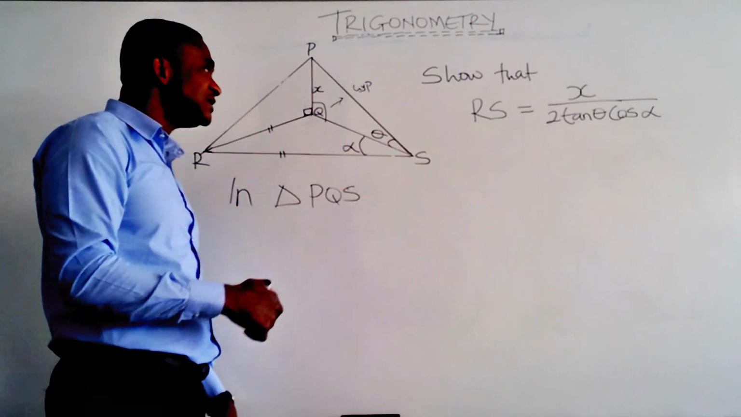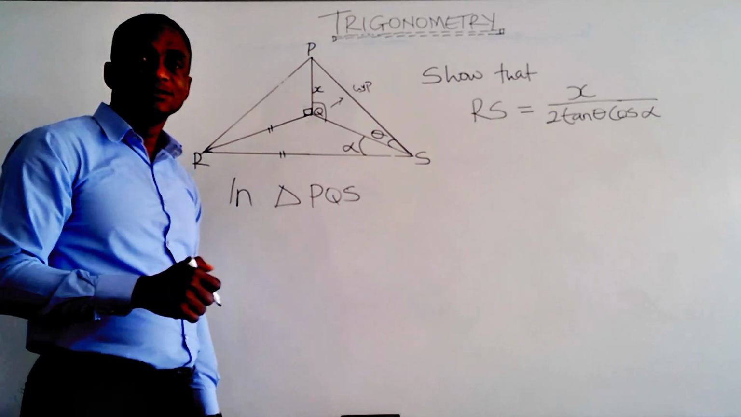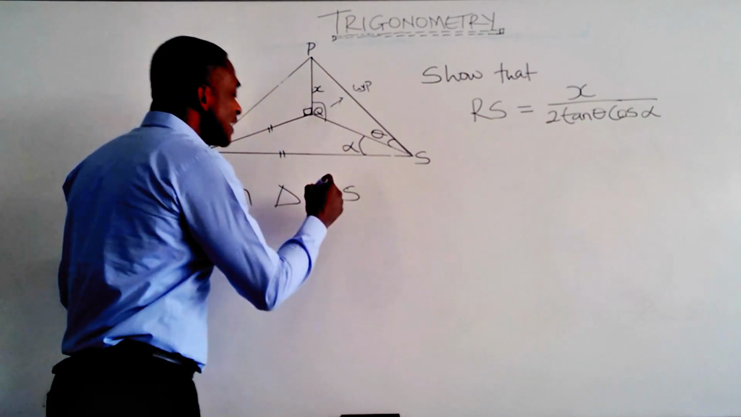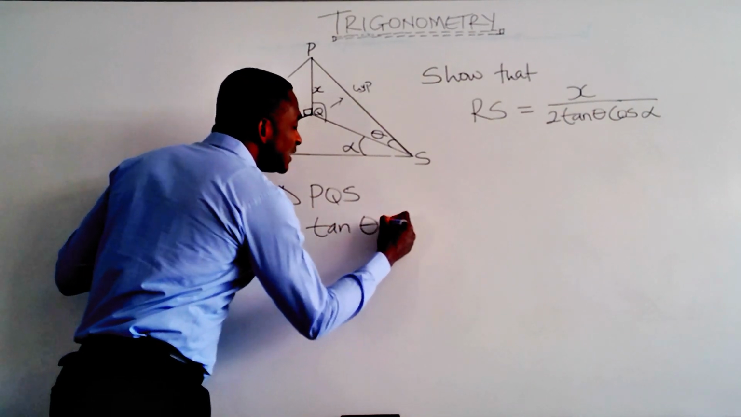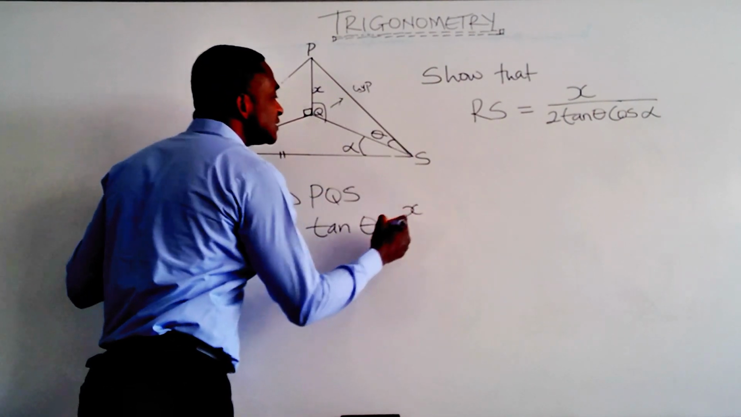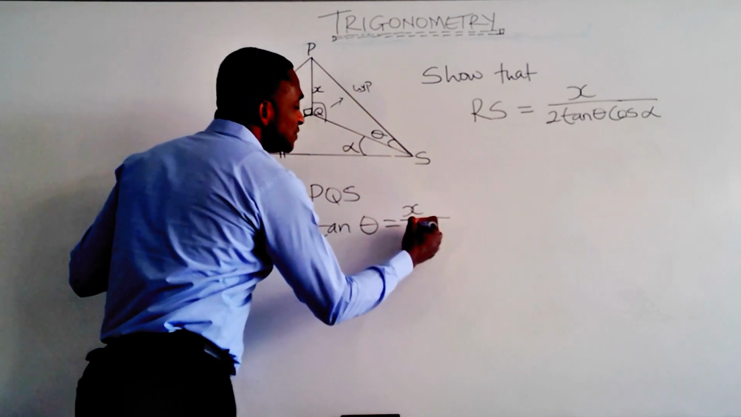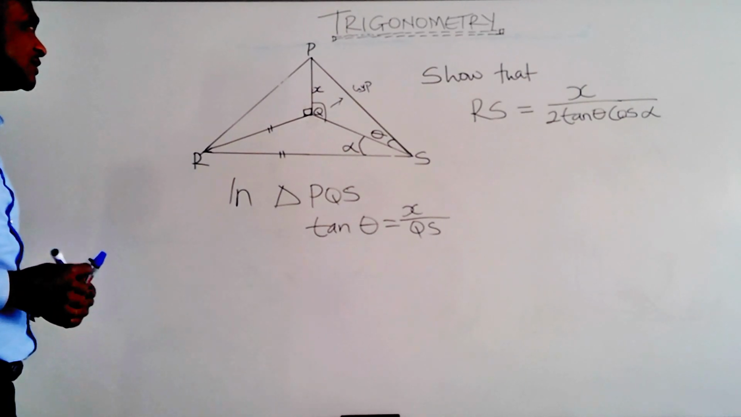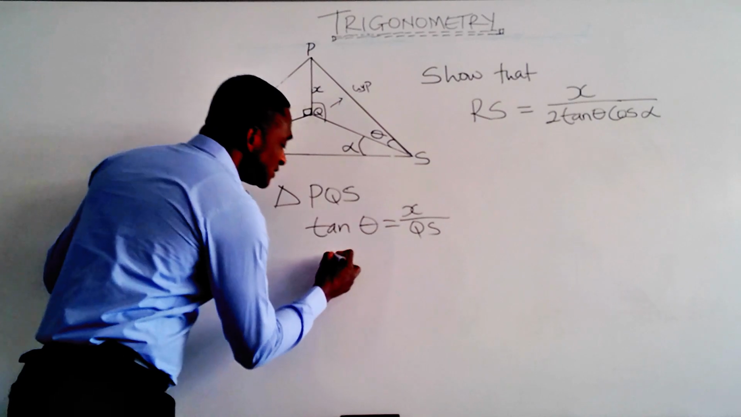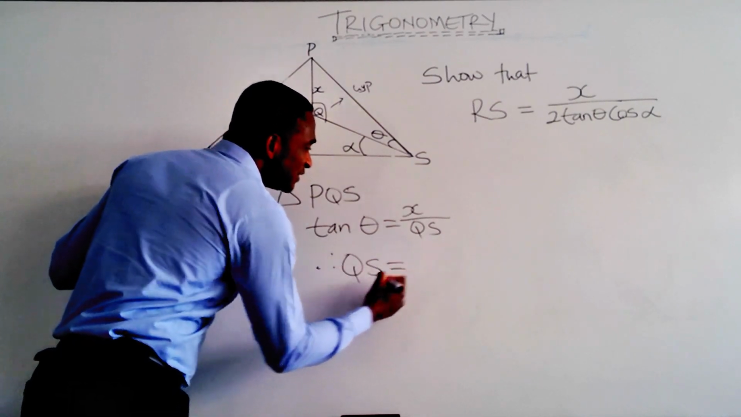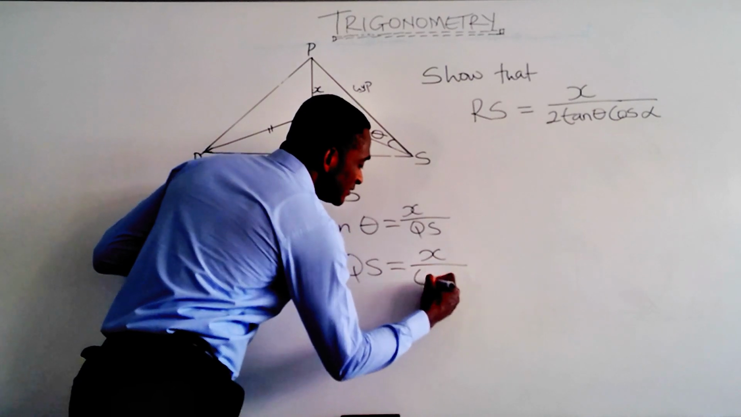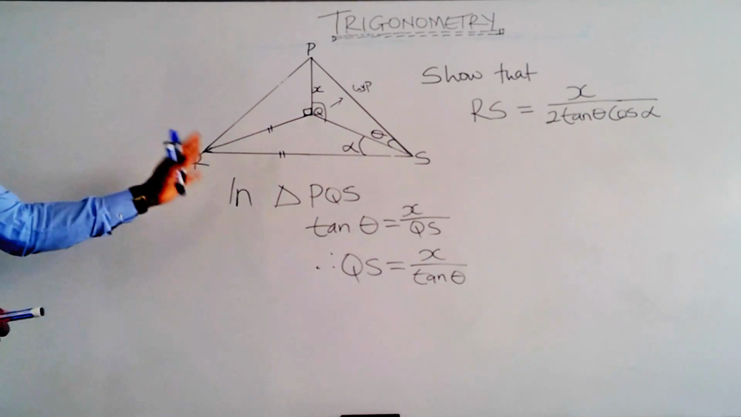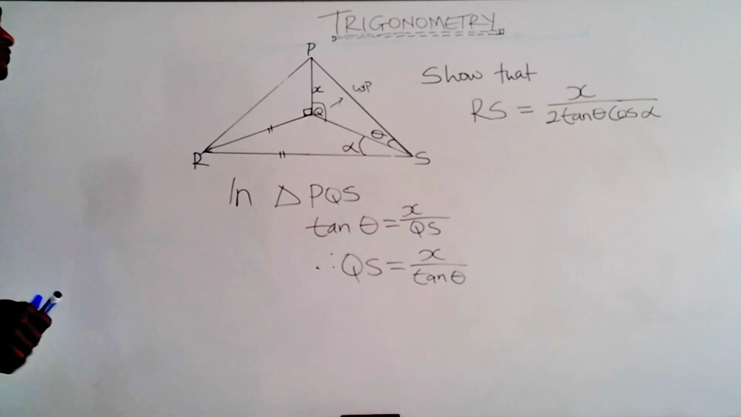Opposite over adjacent gives us tan. Remember, SOHCAHTOA: tan is opposite over adjacent. So we can say that tan of theta is equal to our opposite, which is x, over our adjacent, which is QS. So to get the length of QS, our QS will then be x over tan theta. So we've gotten our QS, and we can work under this triangle.